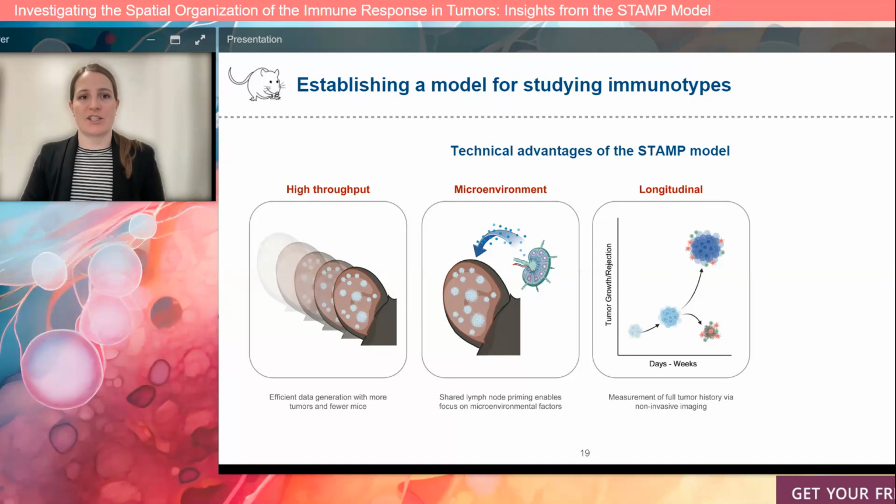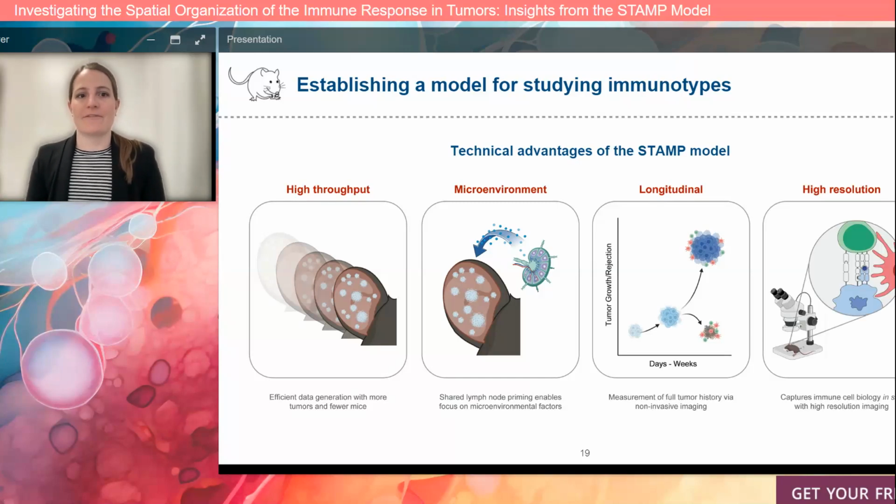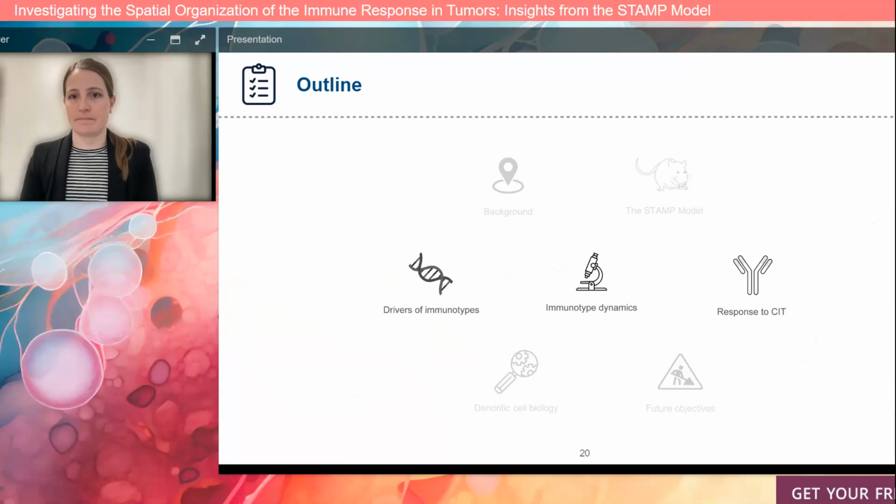Also, as I mentioned, STAMP imaging is non-invasive, so we can observe the full lifetime of a tumor, either progressing or becoming rejected, and then contrast those different outcomes. And finally, STAMP also enables high-resolution imaging, so we can directly measure immune cell biology in situ. Because it's non-invasive, this enables us to record both the tumor microenvironment in real time and also track the fate of individual lesions over several weeks. Okay.